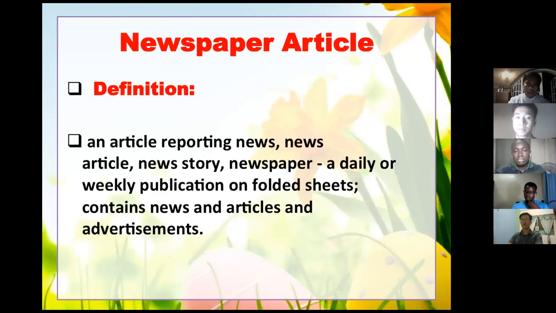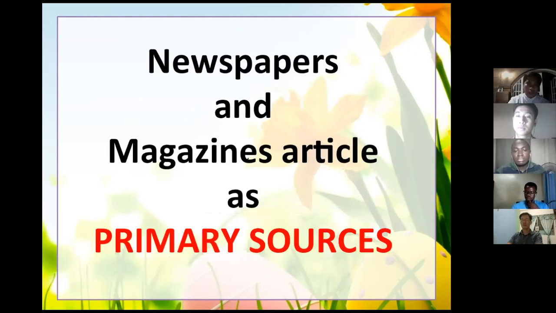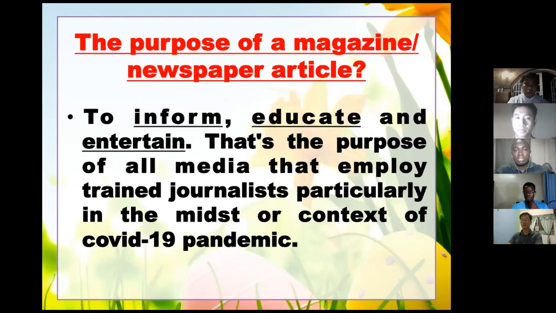These newspapers and magazine articles are primary sources. The purpose of a magazine or newspaper article is to inform, educate, and entertain. That's the purpose of all media that employ trained journalists, particularly in the context of the COVID-19 pandemic.